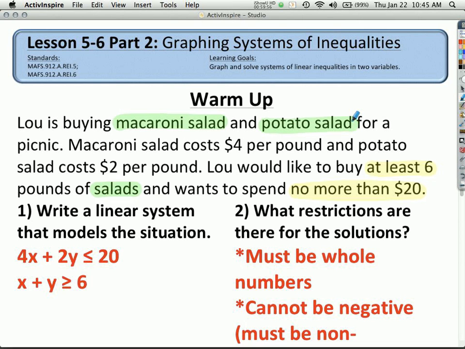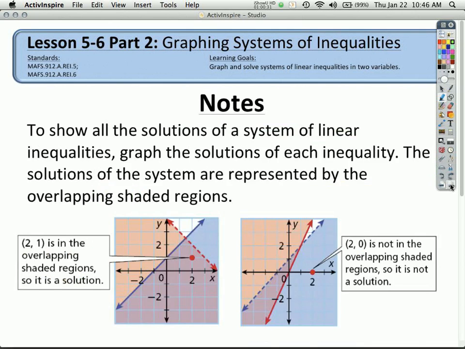What happened with this one word right here? Something in the English language happened. They put them together. They lumped it together as one category. So, yes, we are saying x is macaroni salad and y is potato salad, but then the English language allowed us to put it together as salads altogether has to be more than 6. So we were allowed to use one number because we lumped them together. Now look at what happened in this question.